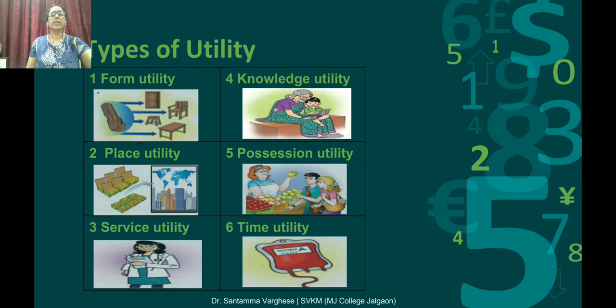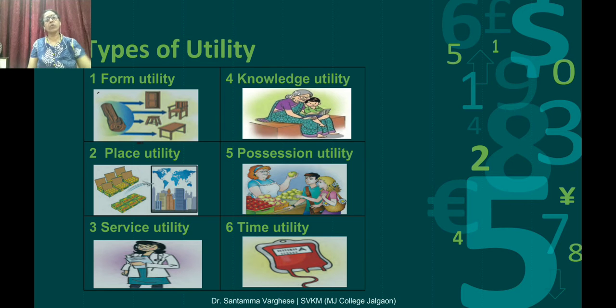On the screen you can see there are 6 types of utility. There is no explanation on the screen, you can see 6 pictures given. So there are 6 types of utility: form utility, place utility, service utility, knowledge utility, possession utility, and time utility. These are the 6 types of utility that you have to study.